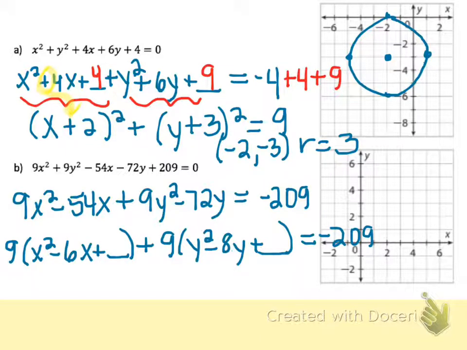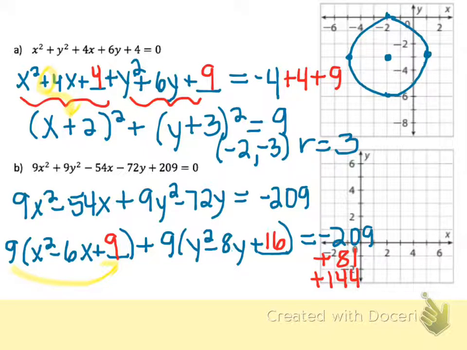So half of negative 6 is 3, 3 squared is 9, so what I really added, though, is 81, right? 9 times 9 is 81, so I really added 81 over here. And then I'm going to take half of the middle term for the y's, which is negative 8. So half of that is negative 4. Square that is 16. But then what I really added is 9 times 16. And that's 144.